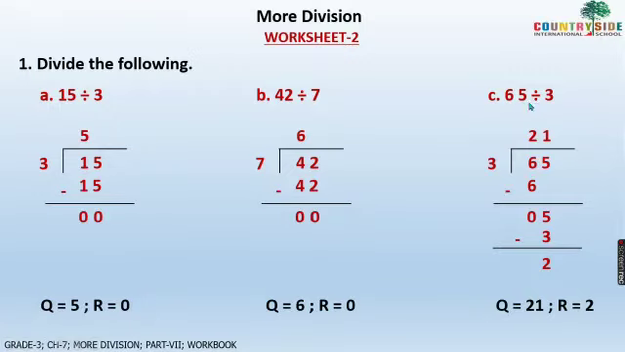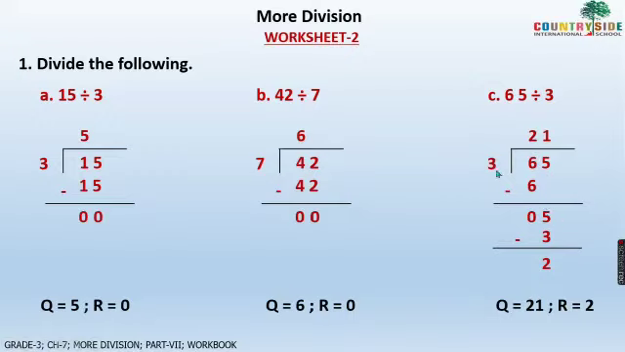65 divided by 3. Now you have to see whether 65 comes in the 3 table, children. No. So we will take one digit. 3 twos are 6. We will take the first digit 6 and see whether 6 comes in the 3 table. Yes, 3 twos are 6. Then 6 minus 6 is 0. Then bring this 5 down.